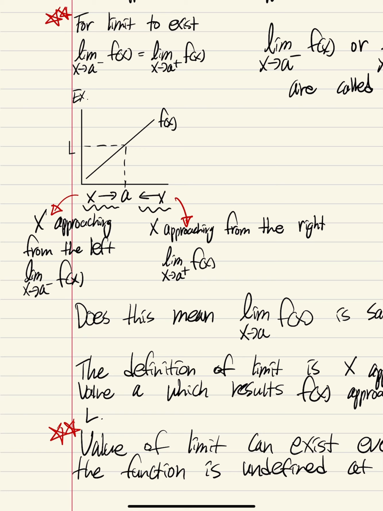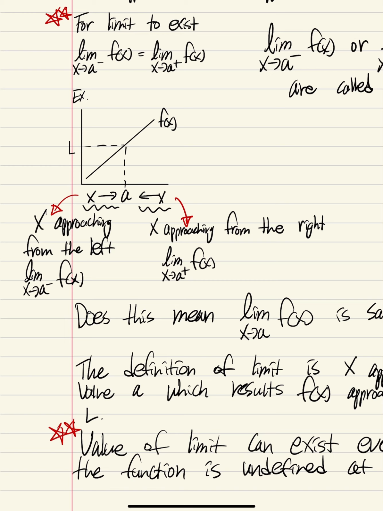What is the right-hand side limit? It is when x is approaching the value a from the right. In this case, this would be the right-hand side limit. The left-hand side limit is x approaching the value a from the left. Simply, the right-hand side limit is x approaching from the right, and the left-hand side limit is where x approaches the value from the left.